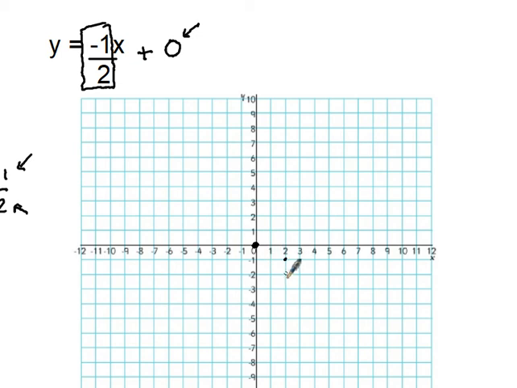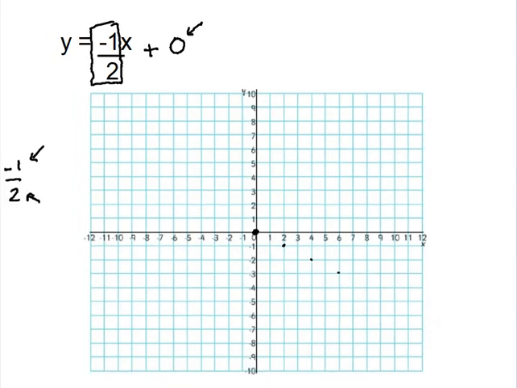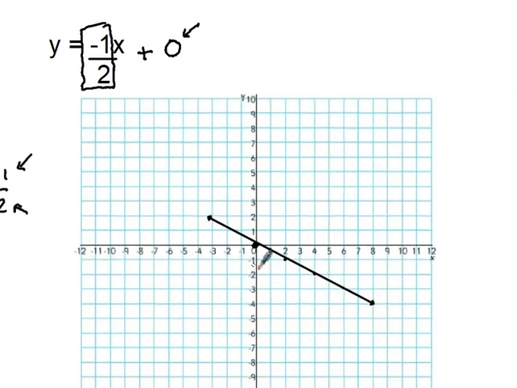And again, I could continue going down 1 and to the right 2, down 1 and to the right 2, continuing that process. All of these points, notice they sit on the same line. So I'll go ahead and draw my line that passes through those points. And I'll label my line y equals negative 1/2 x. All right, let's look at one more.